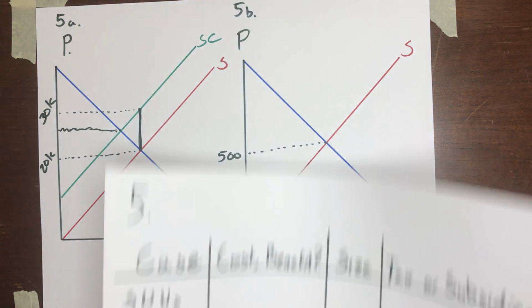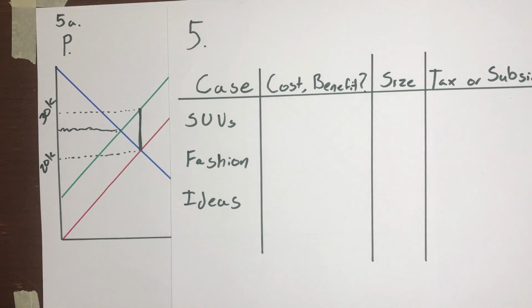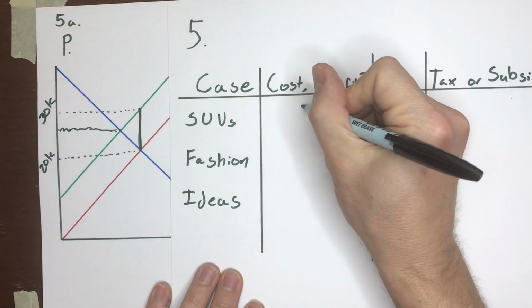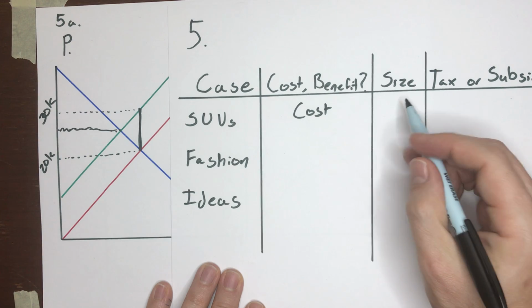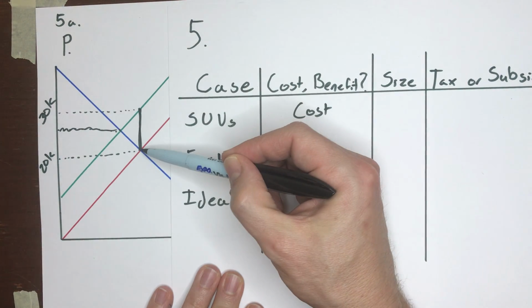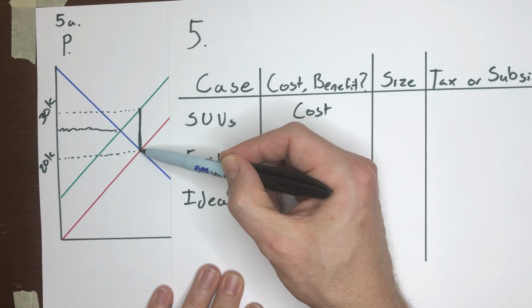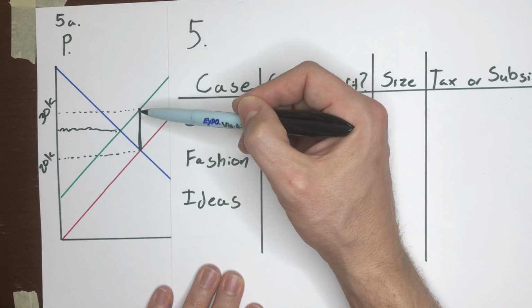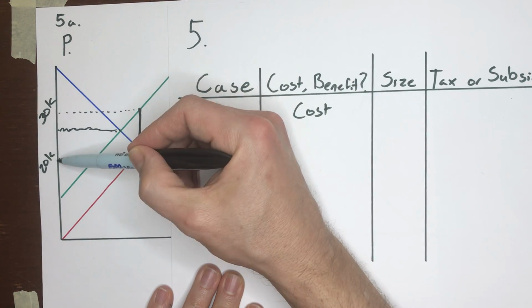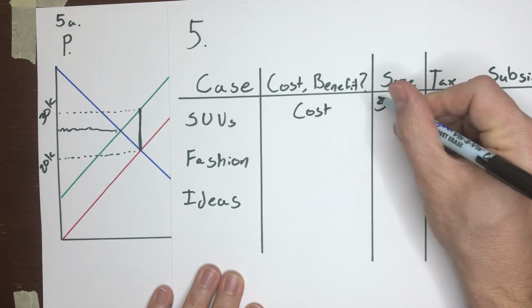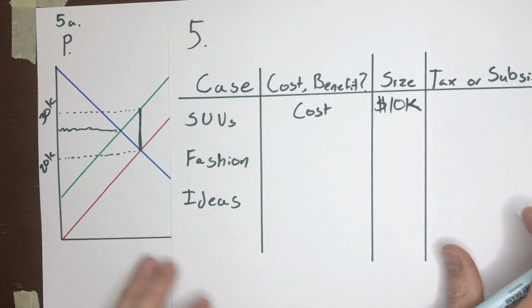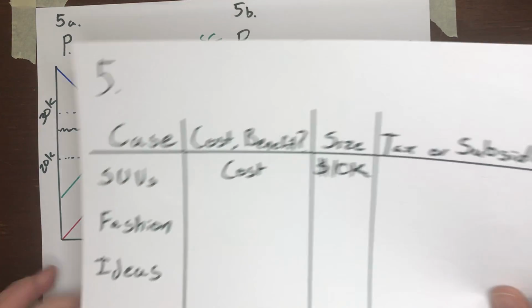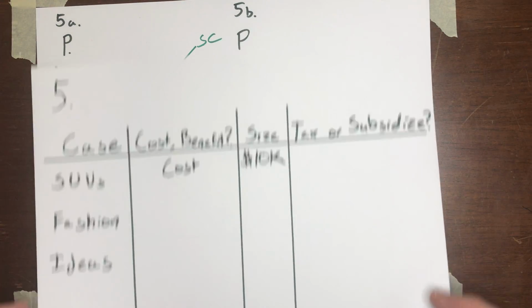Okay, so first of all, are we dealing with a cost or a benefit? Clearly, it's a cost. What is the size of that cost or benefit? Well, it's going to be the difference between the private cost or the private benefit and the social cost. That's $30,000 minus $20,000. It is a $10,000 size.